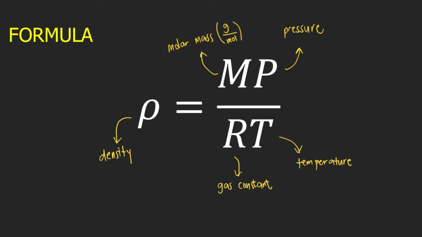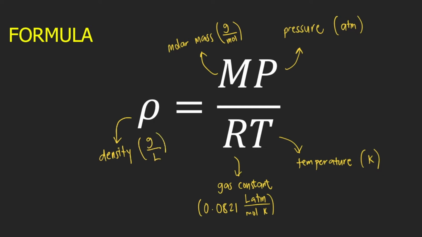Remember in my previous video when I said that there are different values of R, or the gas constant. If you are going to use 0.0821 liter atmosphere per mole Kelvin, make sure that the pressure you are using is in ATM, or atmosphere, and the temperature is in the unit Kelvin. Now, if you plug in all the numbers, the unit for your density would be grams per liter. Okay, so now that you know the formula, we can move on to answer some examples.